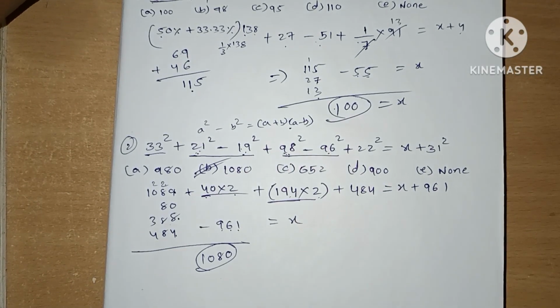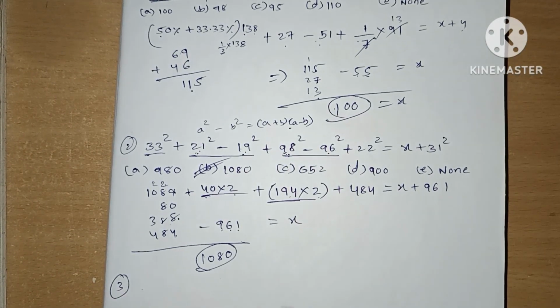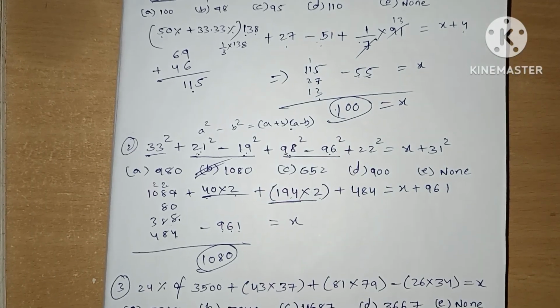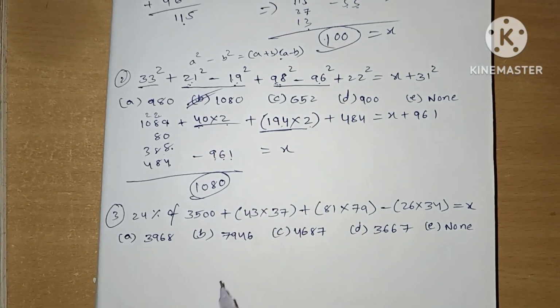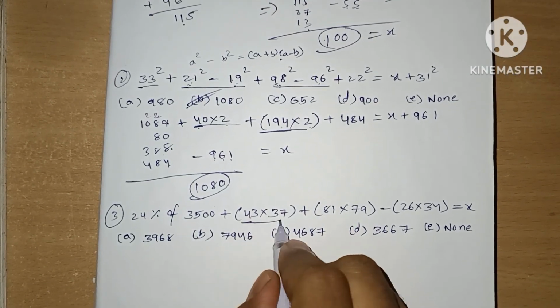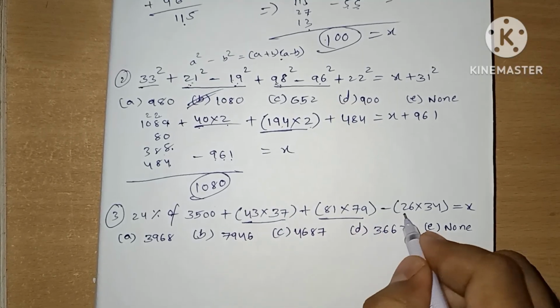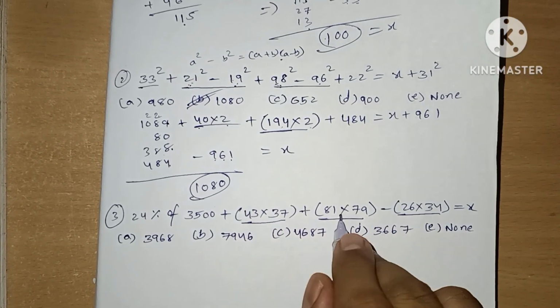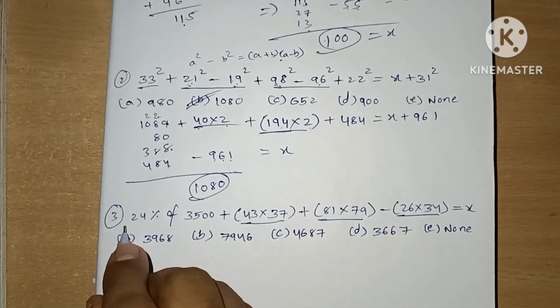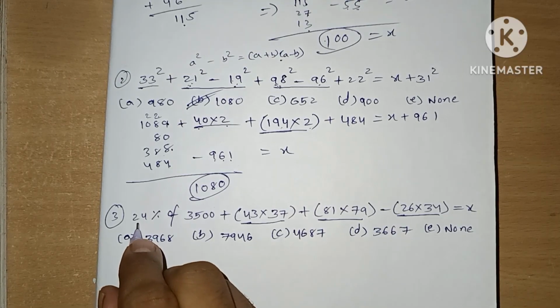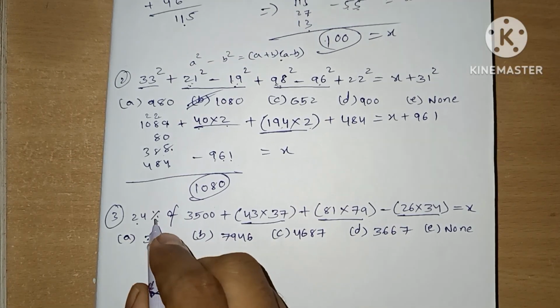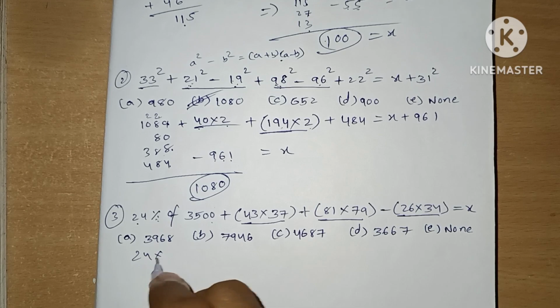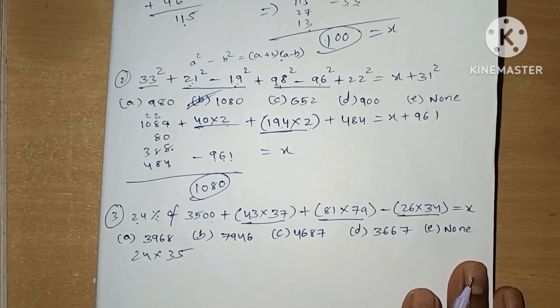Next we are going to see question number 3. This is the third question. In this question, we need to multiply these numbers. We'll learn the trick for these numbers, how to multiply. Here first we'll do 25% of 3500. Percentage and double zeros are cancelled. 25 into 30, 24 into 35.